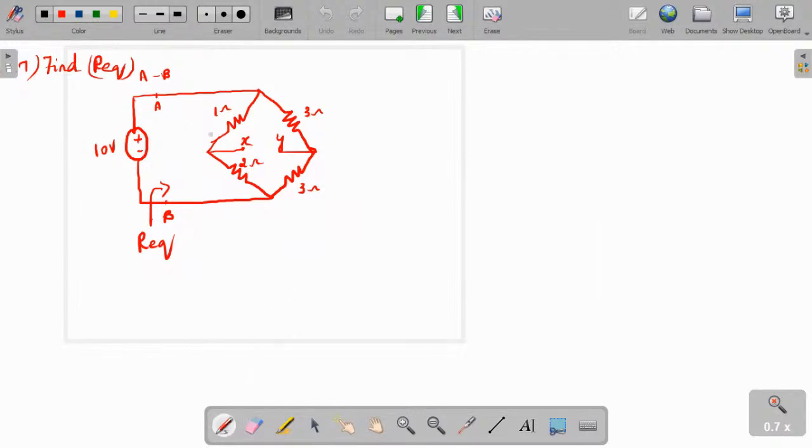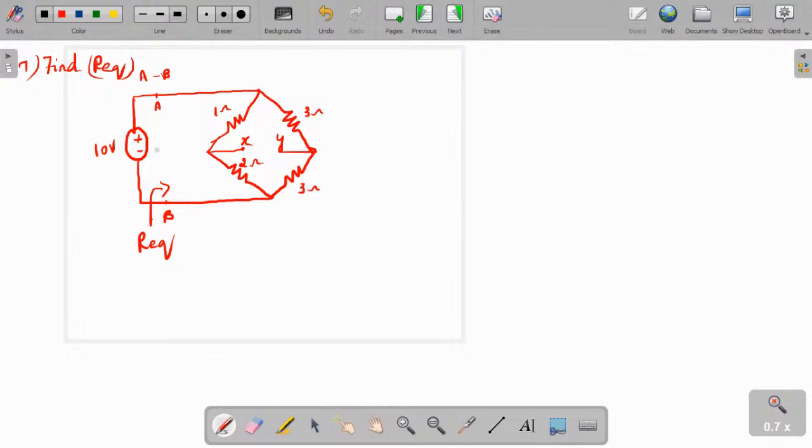Find R equivalent across AB. Is the bridge balanced or not? What they have asked is, find R equivalent between AB. The bridge is not balanced, so we cannot solve it using that condition. Anyway, this is open circuited, right?